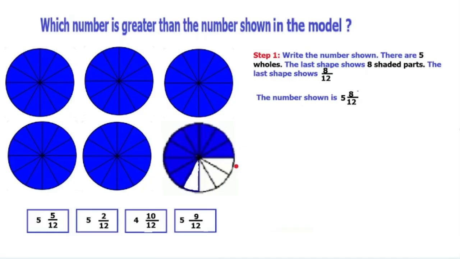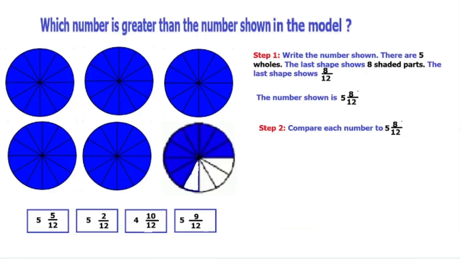So now the next step is to compare each number here to this mixed number to figure out which one is greater. So let's compare 5 and 5/12 to 5 and 8/12. We know 5 and 5/12 is less than 5 and 8/12, right? Because 5 and 5/12 would have only 5 of these shaded. 1, 2, 3, 4, 5. So these would all be white as well, right? So we know this one is less than. So let's keep going.